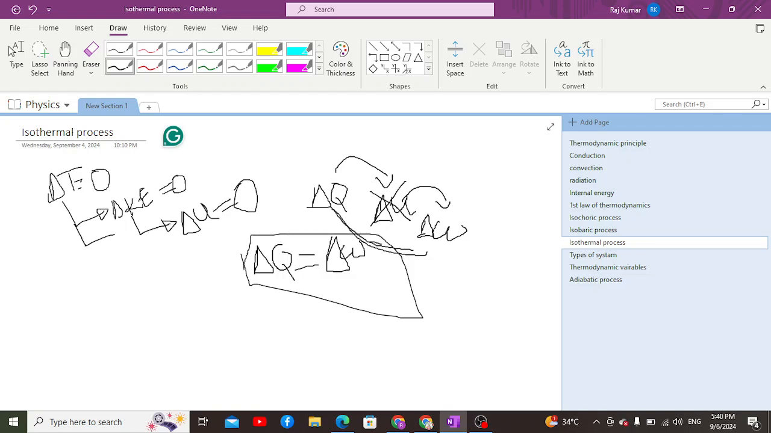This is the positive version of this equation. If we talk about the negative version of this equation, it can be made in such a manner that minus del Q is equal to minus del W.